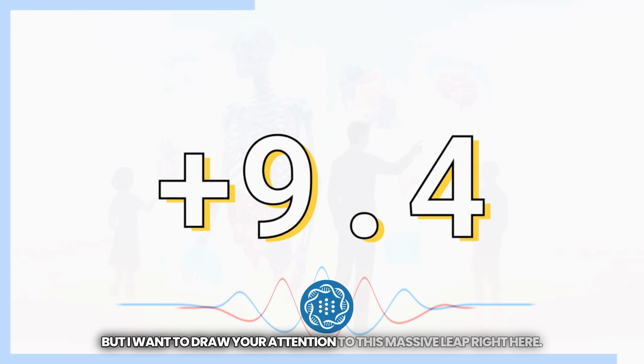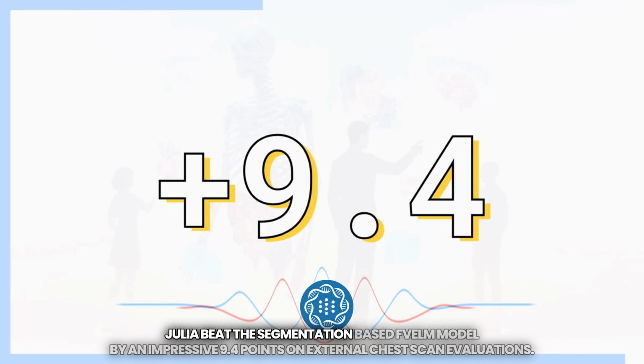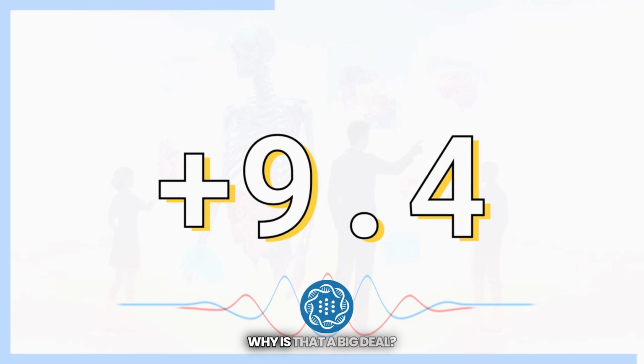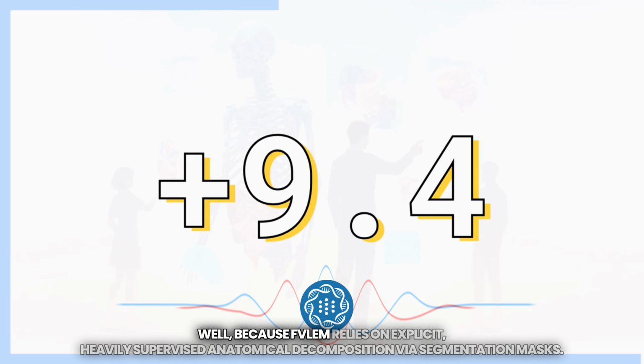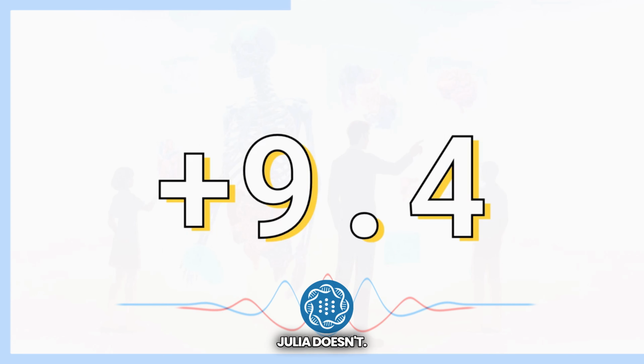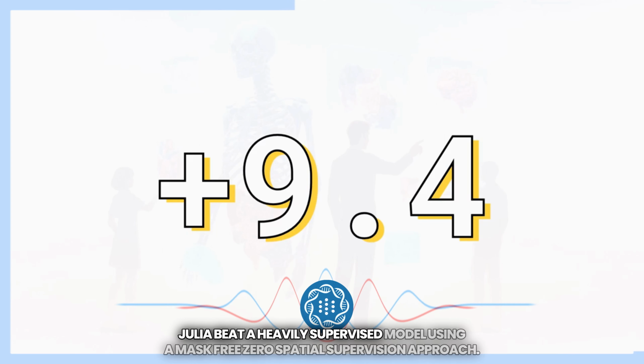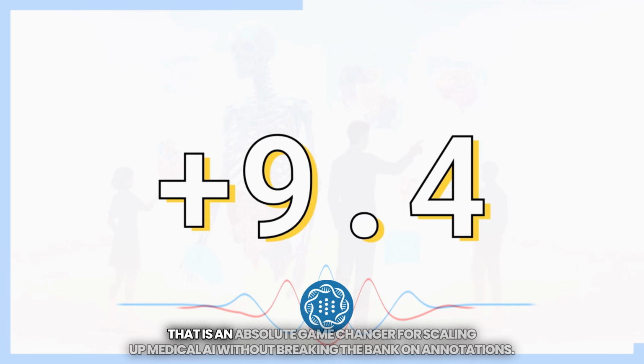But I want to draw your attention to this massive leap right here. Jolia beat the segmentation-based FVLM model by an impressive 9.4 points on external chest scan evaluations. Why is that a big deal? Well, because FVLM relies on explicit, heavily supervised anatomical decomposition via segmentation masks. Jolia doesn't. Jolia beat a heavily supervised model using a mask-free, zero-spatial supervision approach. That is an absolute game-changer for scaling up medical AI without breaking the bank on annotations.